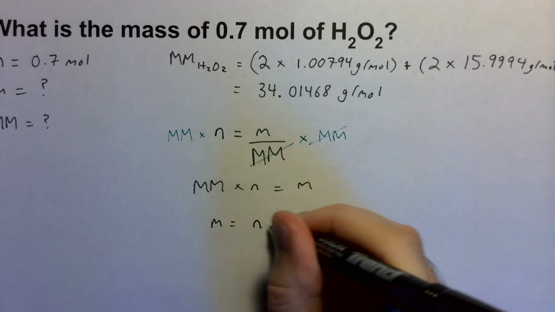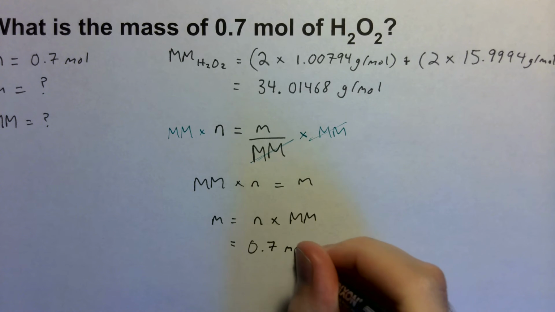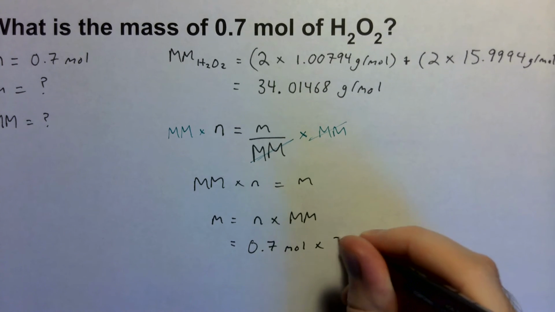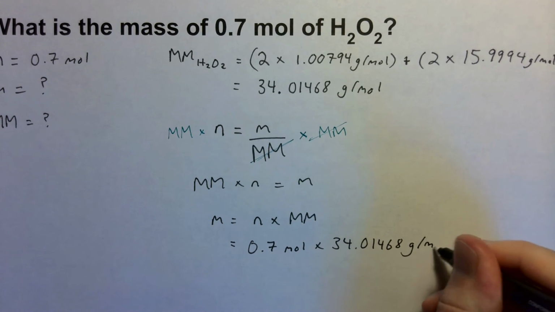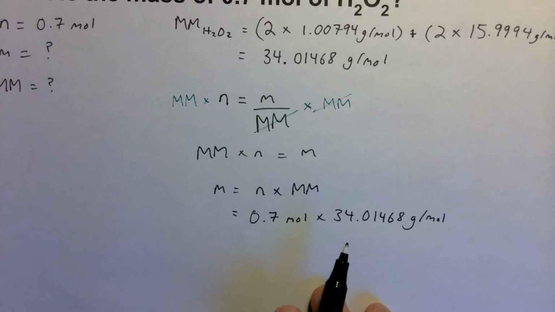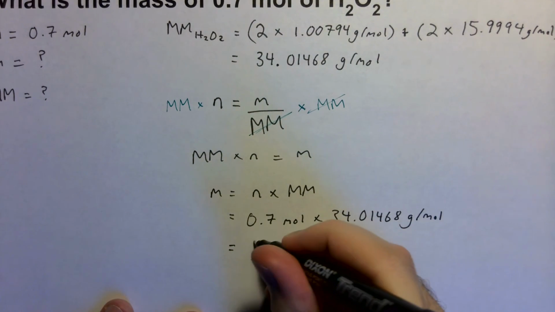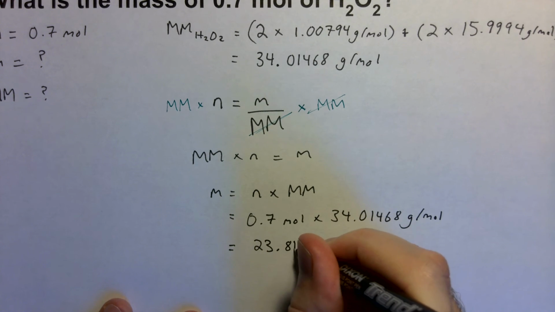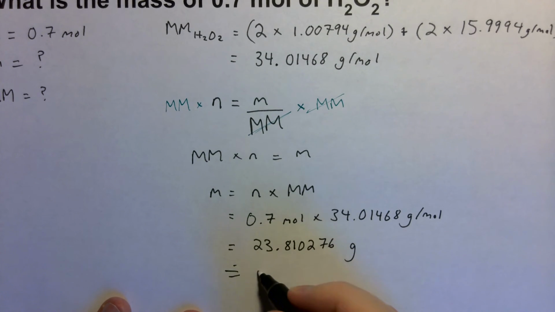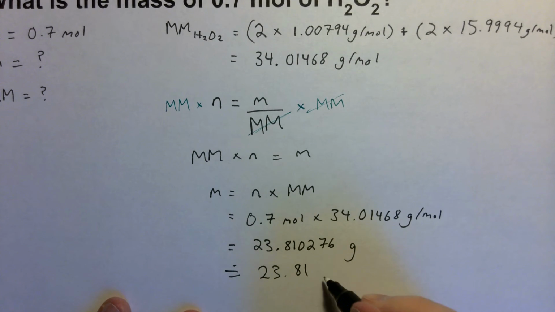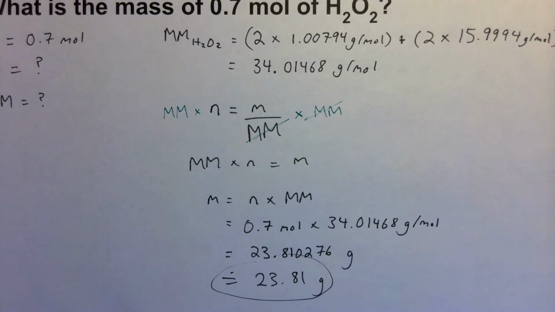Alright, now we can plug our variables into our equation and solve. So mass equals moles times molar mass, that's what we know. 0.7 moles times 34.01468 grams per mole. And then our final answer there is going to be 23.810276 grams, or we can round that to 23.81 grams.